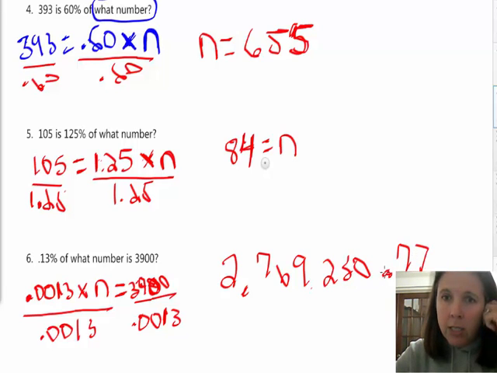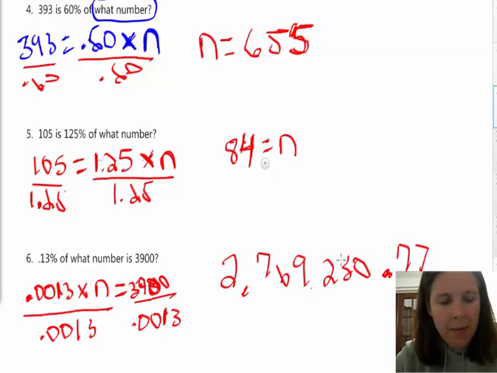2,769,230.77. I will not be using this computer again for this. This pen just does not work on here. So this is what N equals.